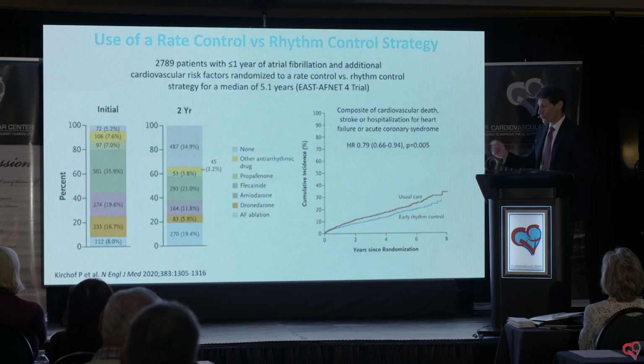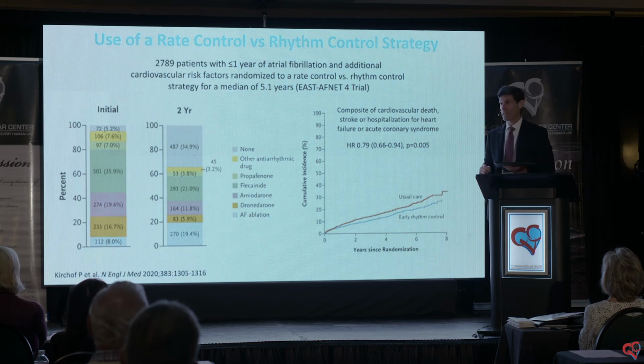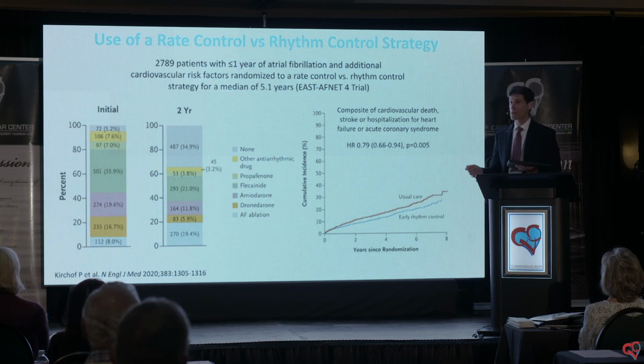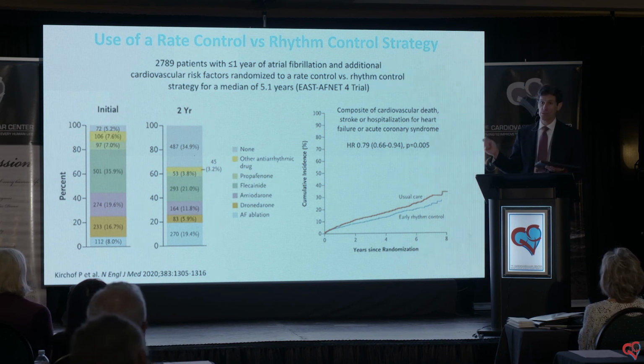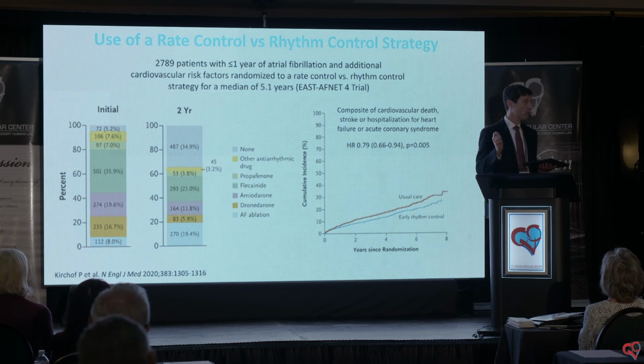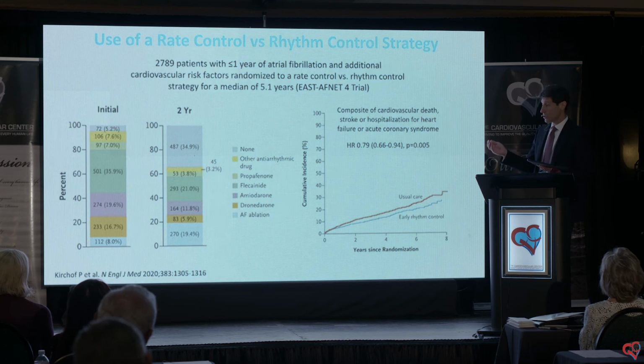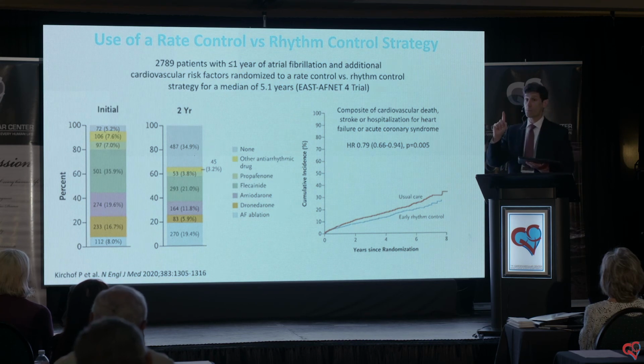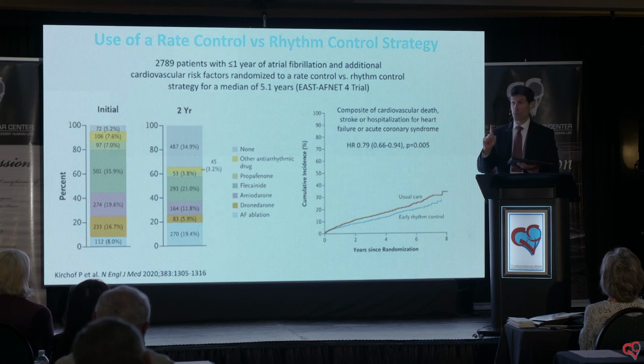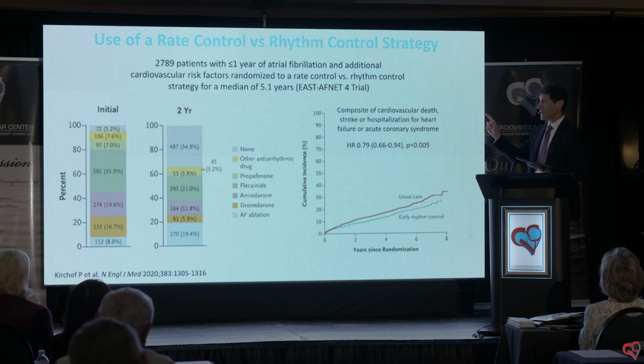And then 2020 occurred. Now, 2020 obviously will live in infamy because of the pandemic and everything else, but this is one of those interesting trials that I think turns the world on its head when you think of rhythm control. I don't know that even the investigators thought about it in this way. So I'm going to walk you through this. This was the EAST-AFNET 4 trial, and this was just presented last year, published in New England Journal of Medicine. Almost 2,800 patients. These were people within 1 year of atrial fibrillation. And they had additional cardiovascular risk factors, and they were randomized to either a rate versus a rhythm control strategy.